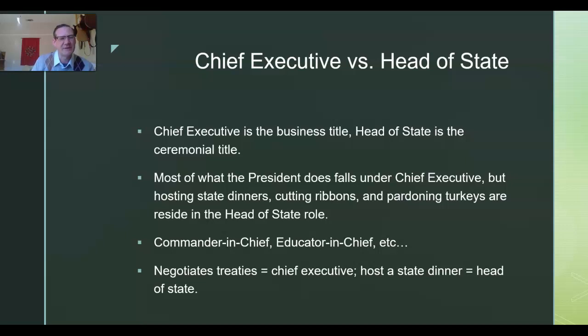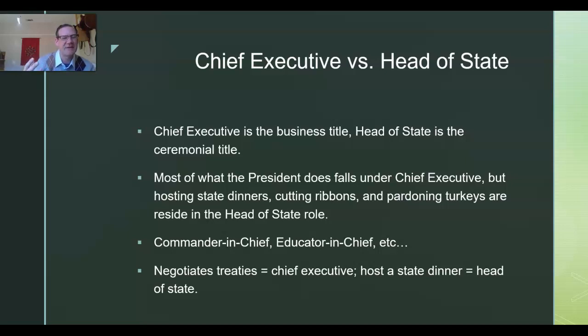Let's talk about the difference between chief executive and head of state. Chief executive is really the business title. That's what most of the president's jobs are doing. When he's hiring and firing people, running the government, that's all chief executive stuff. Head of state is the ceremonial title, okay? Hosting state dinners, cutting ribbons, pardoning turkeys, those are all part of the head of state role.